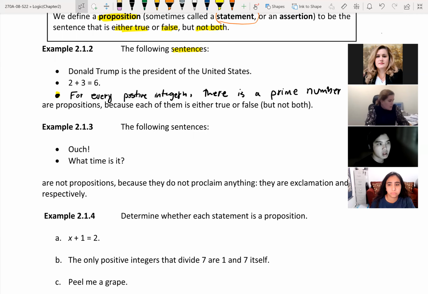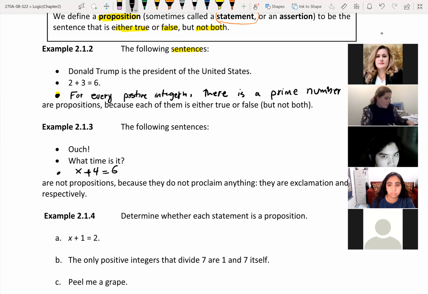Let's look at the other examples I have in 2.13. It says the following sentences, like ouch. I can't decide whether ouch is true or false. What time is it? I can't decide whether what time is it is true or false. So that's not a proposition. Another example: x plus 4 equals 6. Is it a proposition or not? Not. Because it's a question. It can't be true or false. So this is not a proposition.